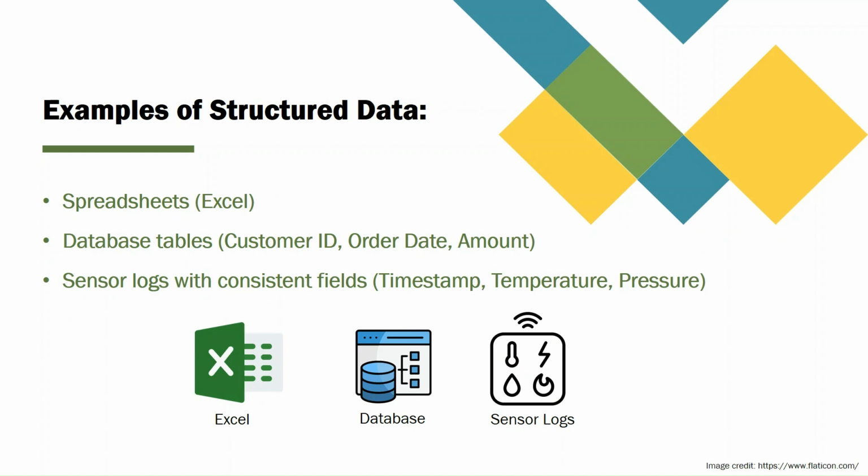Now here are a few examples of structured data. The first one is a spreadsheet, Excel or Google Sheet, anything. The second one is database tables. For example, the customer table, which will have customer ID, order date, amount, or anything. Similarly, some sensor logs with fields like timestamp, when it is recorded, how much is the temperature, how much is the pressure. Everything can be organized as sensor logs.